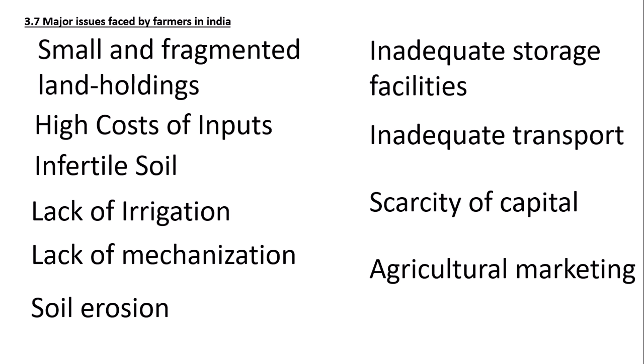Next, scarcity of capital. Agriculture is an important industry which requires a huge capital. The role of capital plays a major role in the purchase of advanced farm machineries and equipments. So agriculture is without which we cannot think of a life. We get food from this.